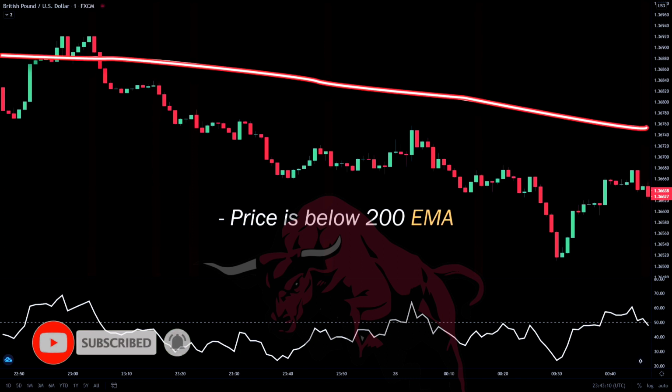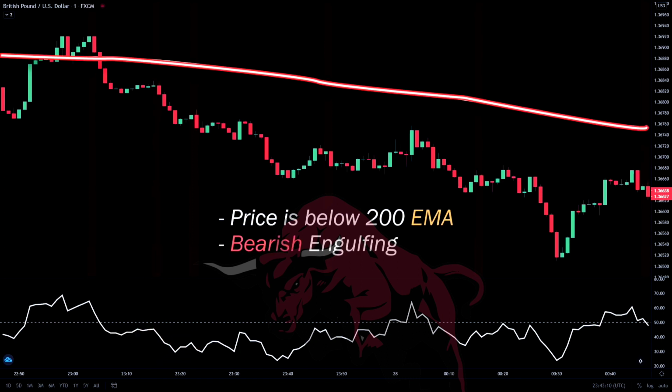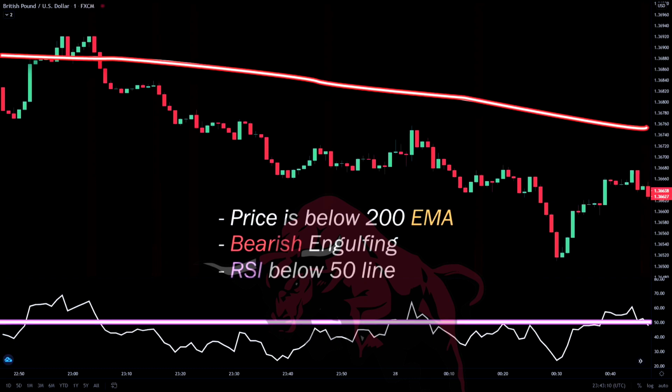If the price is below the 200 EMA, while the candle shows a bearish engulfing pattern, while the RSI is below the 50 line, you take a sell position.